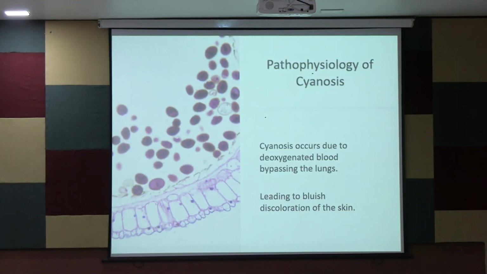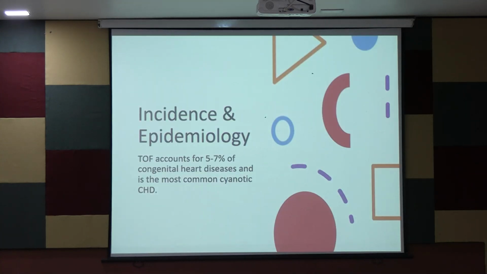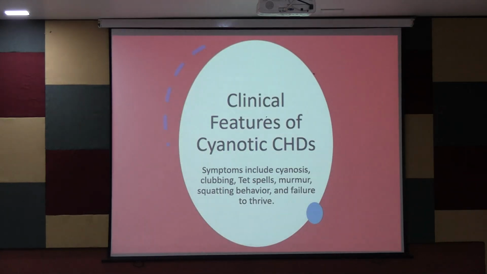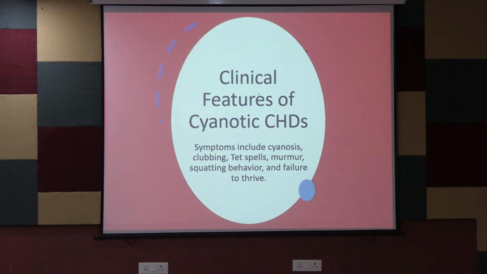So I think this slide is already explained. I think there is nothing to do with this slide. This is the incidence of the total cardiology cases. These are theoretical, not needed. Clinical features: cyanosis, cyanotic spell, squatting behavior, failure to thrive, all explained. Murmur is a clinical part that will be discussed later in the clinics.